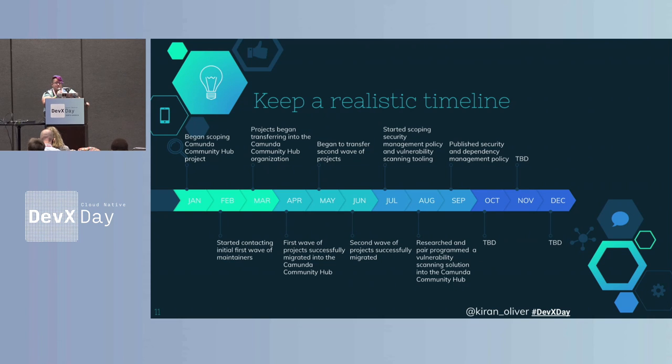In April, the first wave of projects had successfully been migrated over, and that was great. But now it was time to begin the second wave of project transfer, which was May. So it took 6 months to get that second wave of projects successfully migrated. And that's a pretty long time. You think, oh, transferring things into a different repository, that'll be really quick.